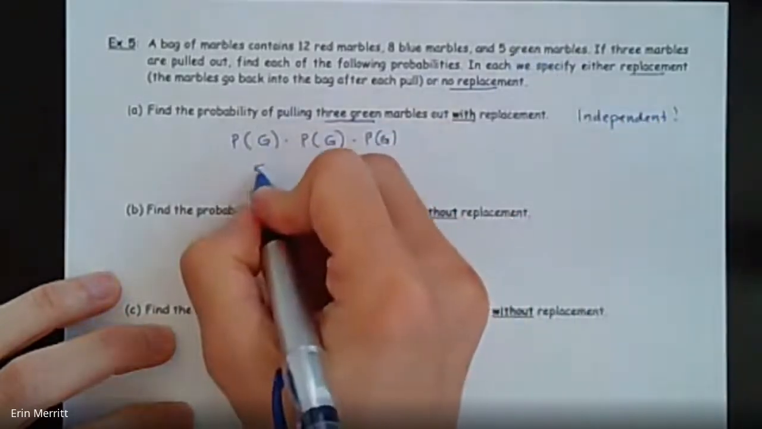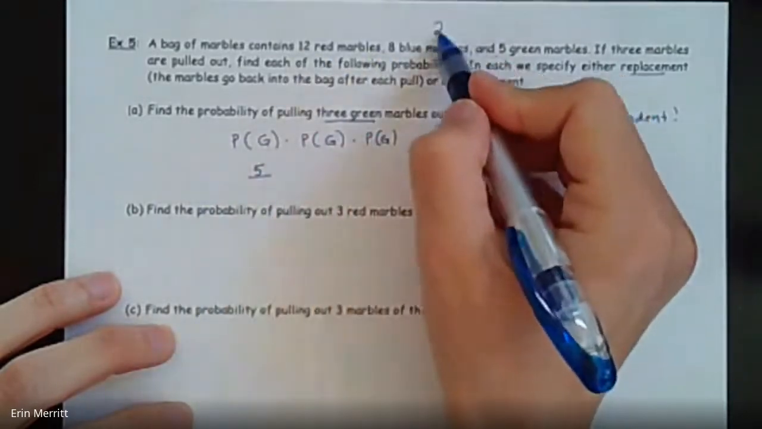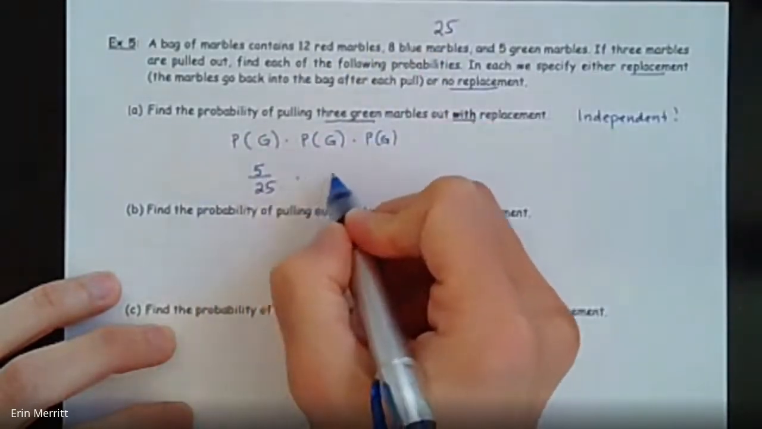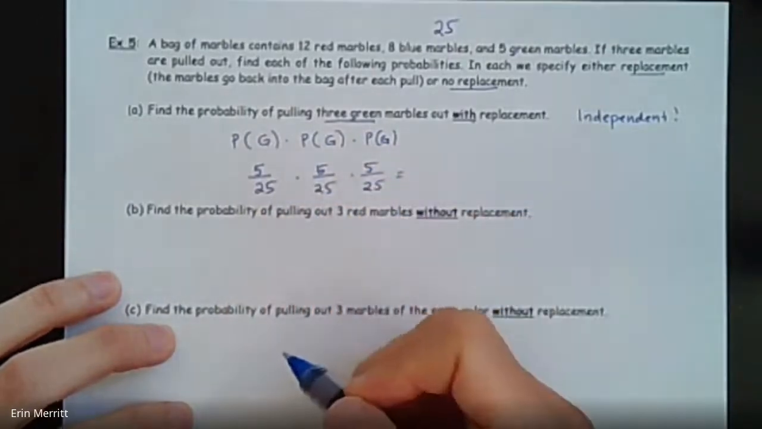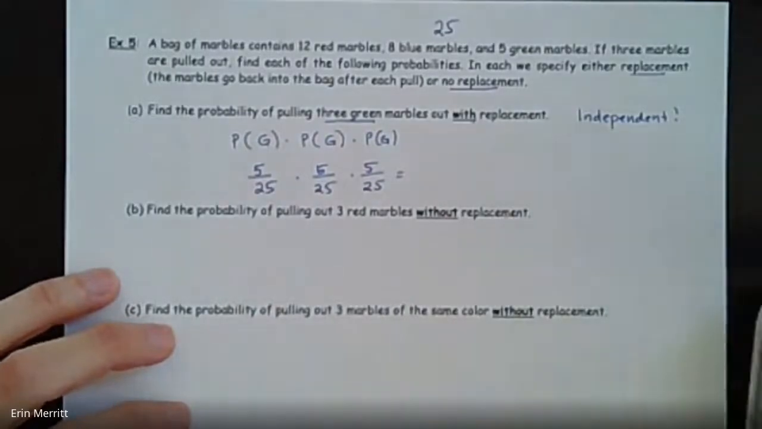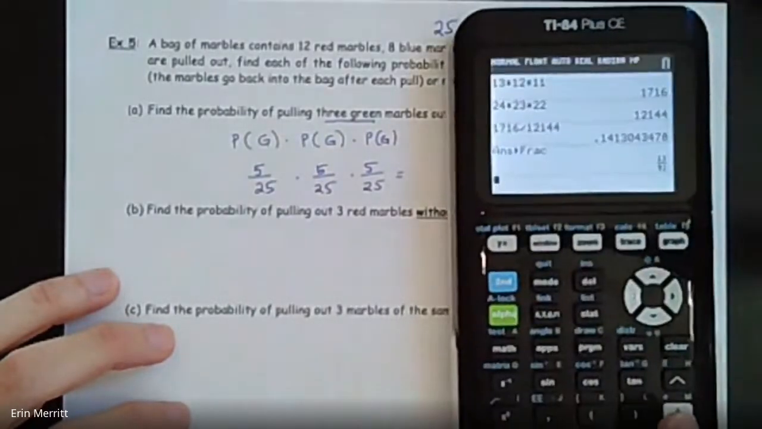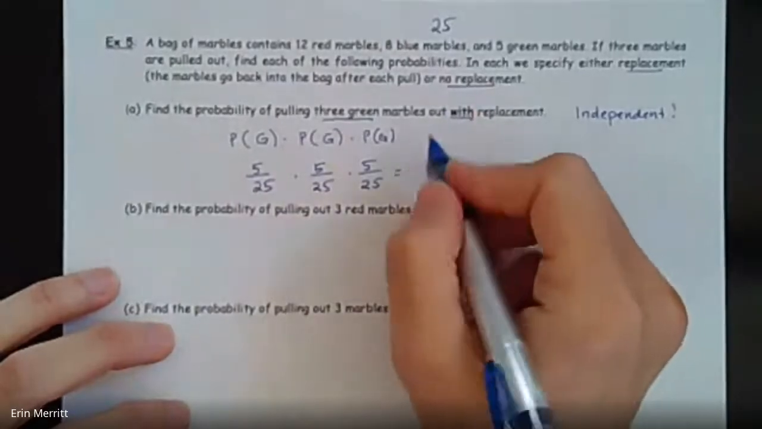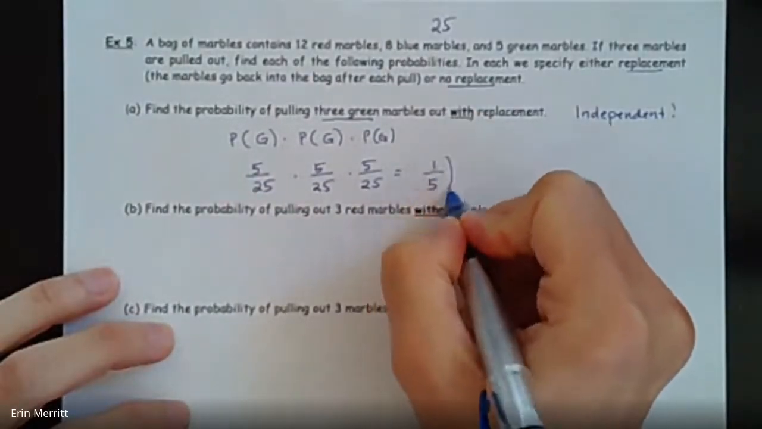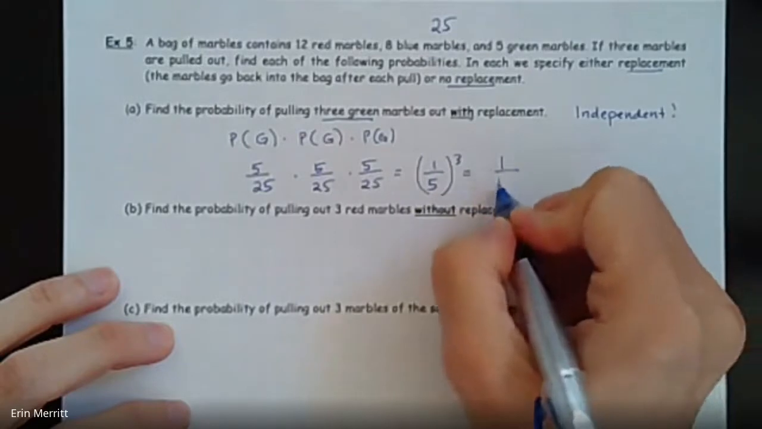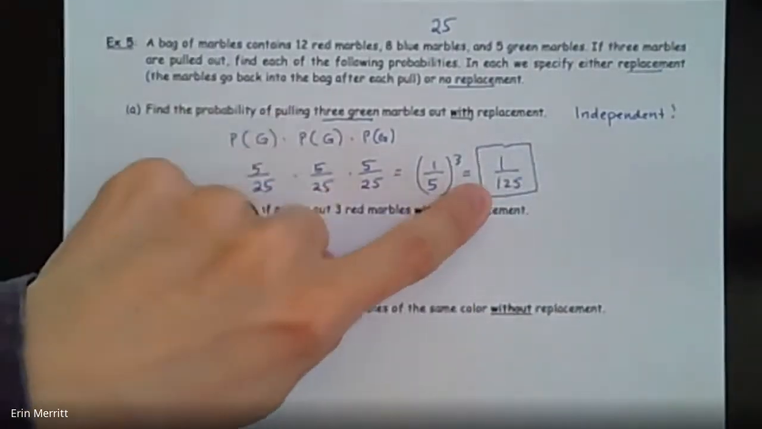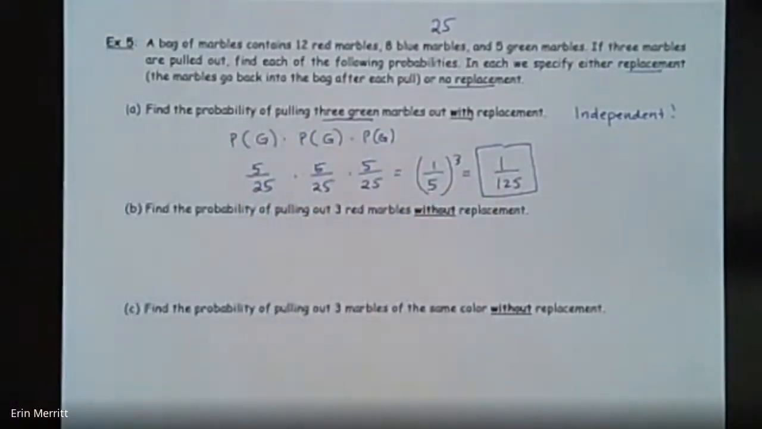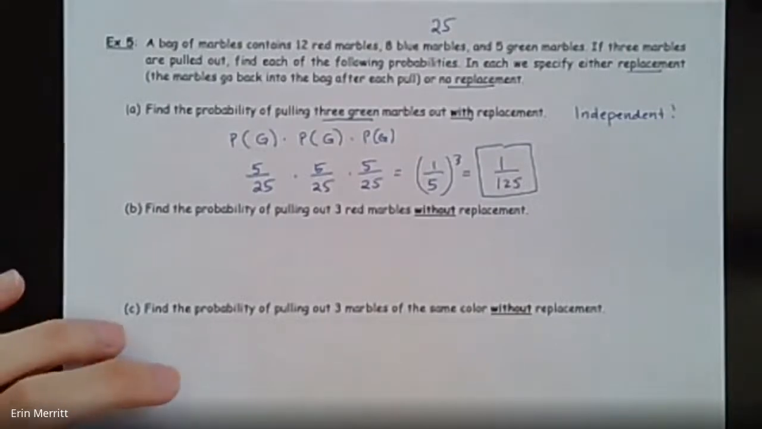So it's 5 green marbles out of 25 total. And then same thing here, 5 out of 25, 5 out of 25. And you can, of course, reduce each one of those to 1/5. And then we don't even need a calculator: 1/5 cubed. 1 cubed is 1, 5 cubed is 125. So is it a high chance? No, it's less than 1%, assuming you're not cheating and looking, that you'd pick out a green marble each time.